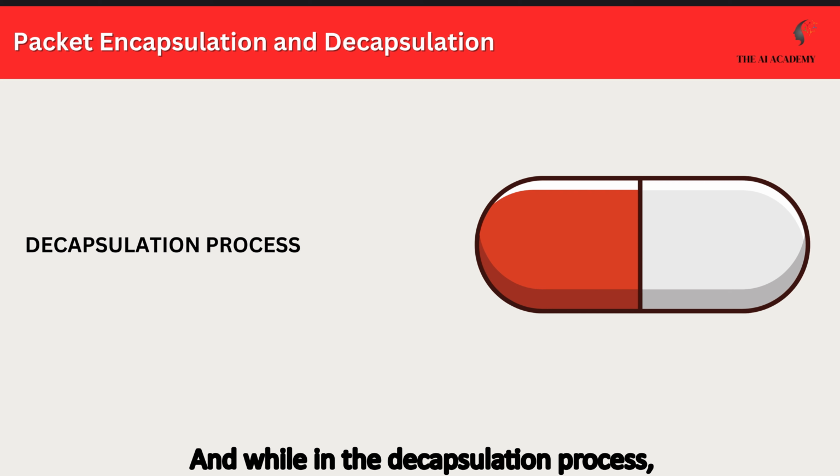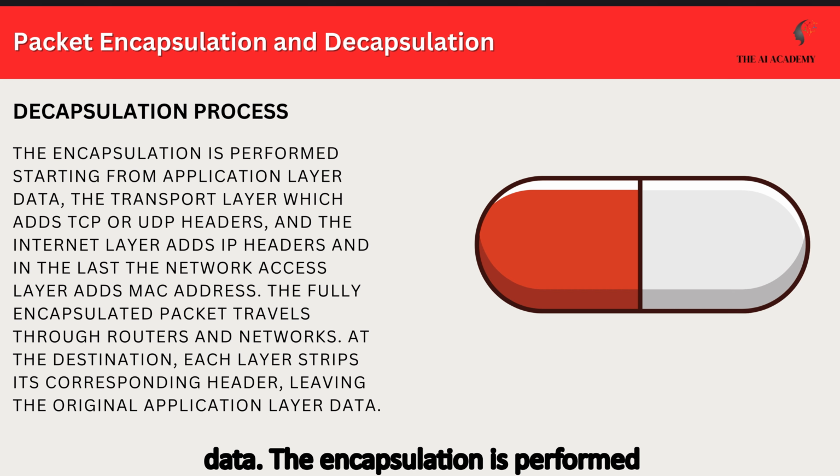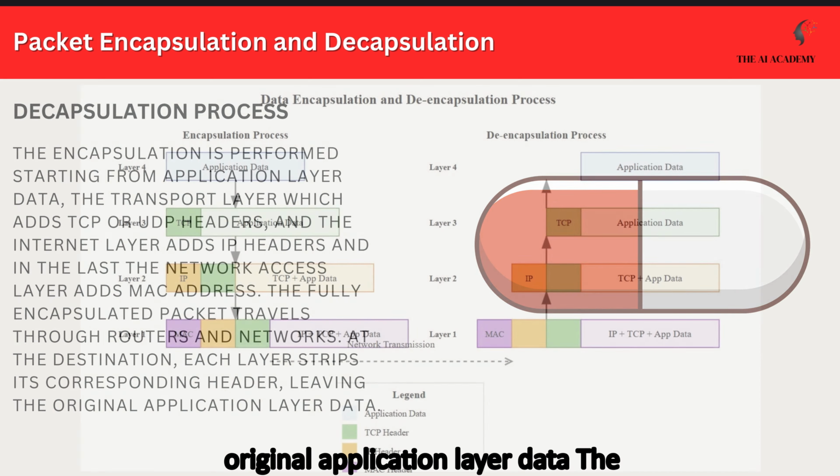In the decapsulation process, at the destination, the process is reversed. The IP header is removed, and the encapsulated data is passed to the next layer, the transport layer. This process ensures that only the intended recipient processes the data. The encapsulation is performed starting from application layer data, then the transport layer adds TCP or UDP headers, the Internet layer adds IP headers, and lastly the network access layer adds the MAC address. The fully encapsulated packet travels through routers and networks. At the destination, each layer strips its corresponding header, leaving the original application layer data.